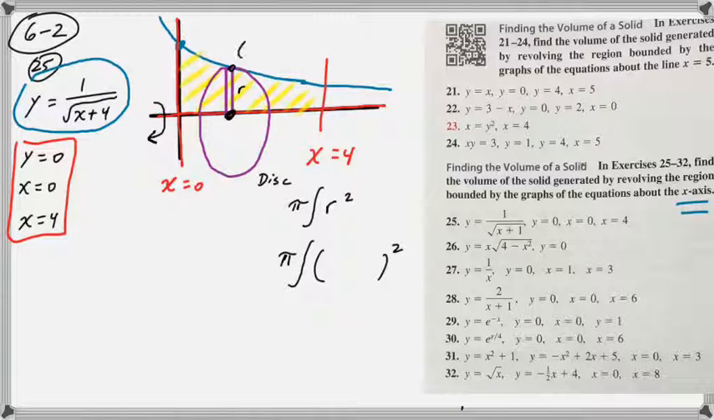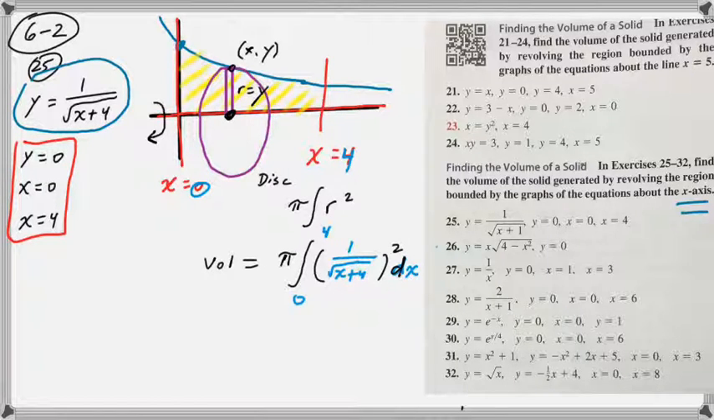Well, if this point is x comma y, isn't your radius y? And which y is it? I think it's the 1 over radical x plus 4. And I would use dx because it's in terms of x. My x bounds are 0 to 4, and that's how I would find my volume.